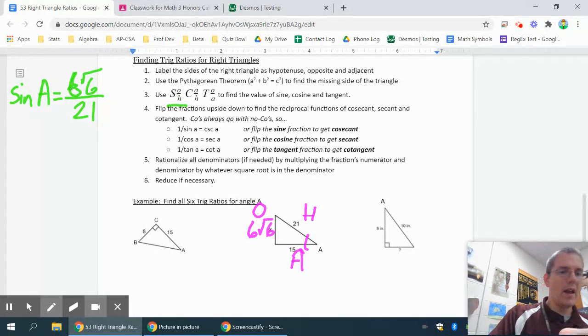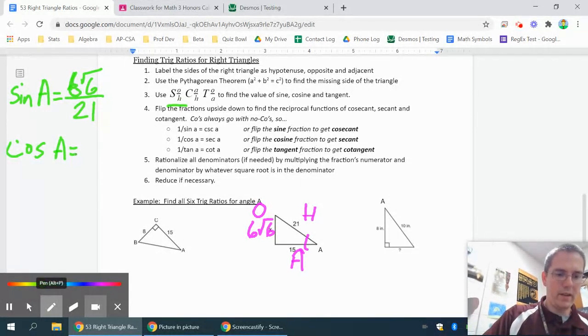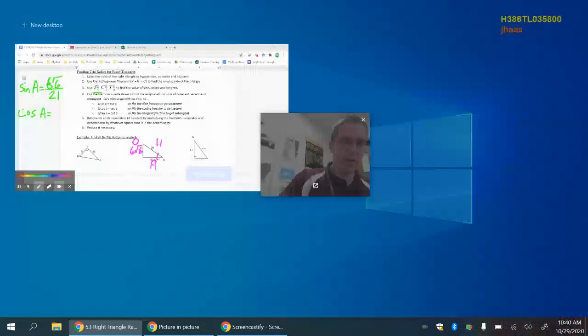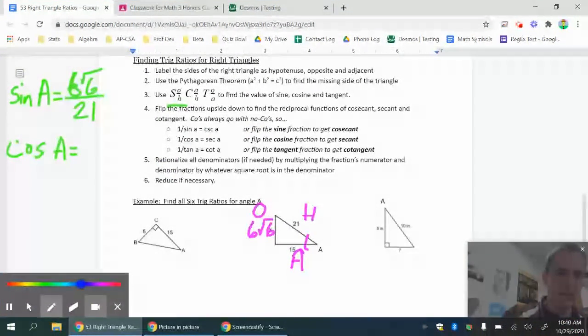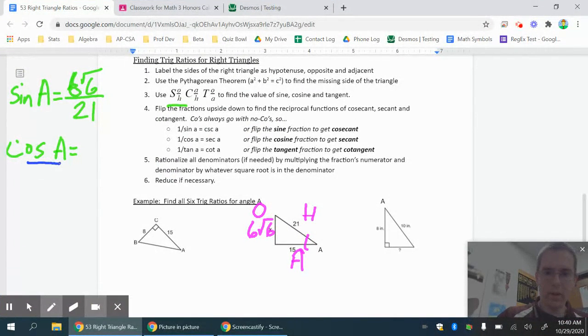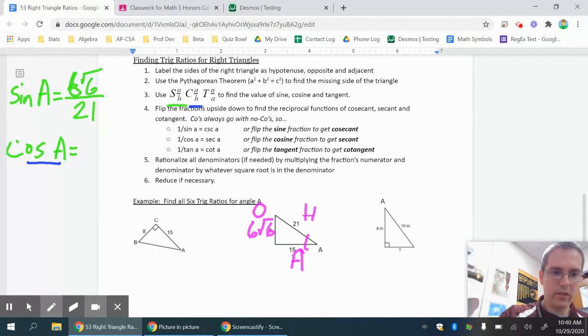The next one is cosine of A. Cosine of A is adjacent over hypotenuse. So adjacent is 15. Hypotenuse is 21. Once again, I'll worry about reducing later.